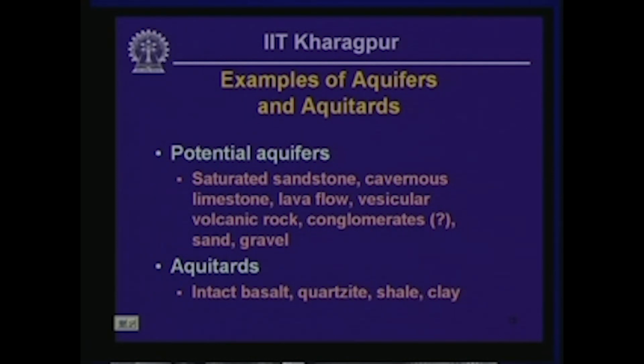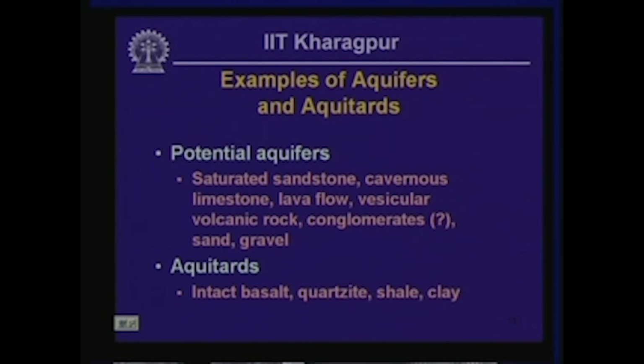Second is the types of aquitards. Intact basalt, quartzite, shale and clay are some examples of aquitards, because if they are massive and relatively free from planes of weaknesses such as joints, shear zones and faults, they are not very good conductors of groundwater.